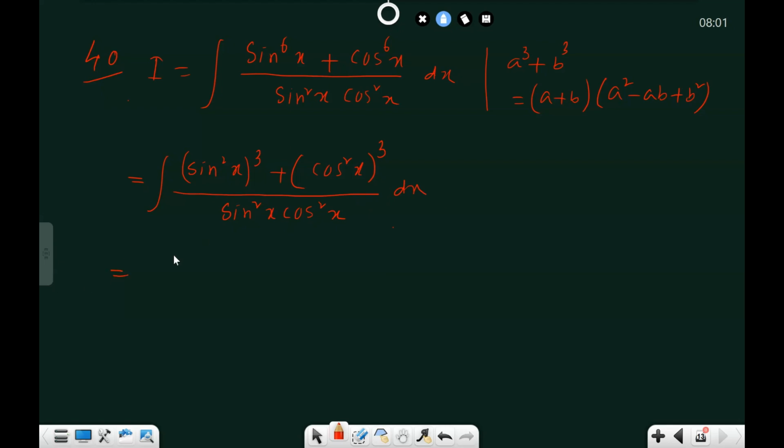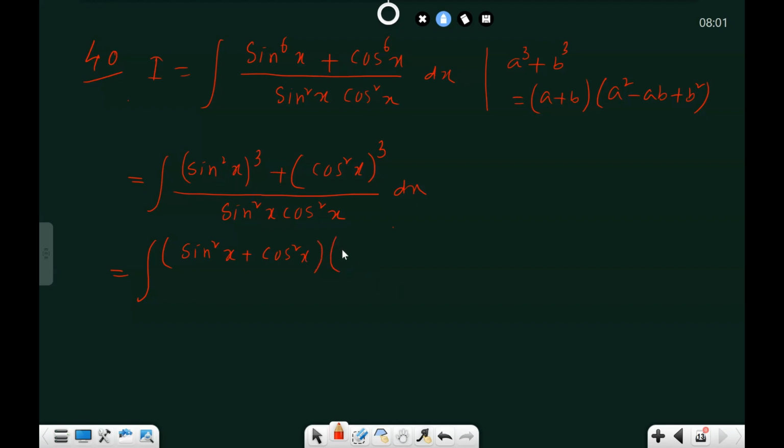Now using this formula here, what is the numerator now? It is of the form a cube plus b cube. So integration of a plus b. So a plus b is here sine square x plus cos square x whole into a square.